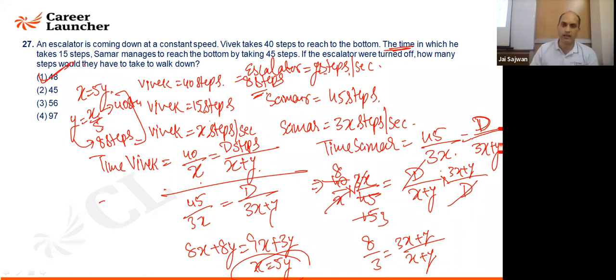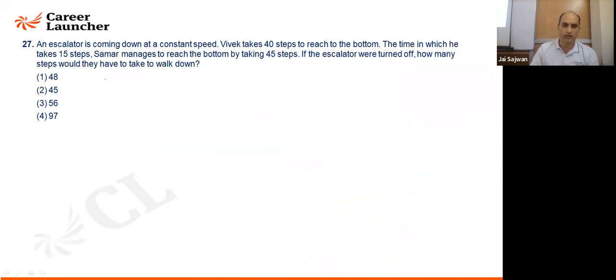Do you understand this? Here I am explaining. That's why you are finding it to be the faster one. Let's see here. The time taken by Vivek. Vivek takes 40 steps at his own speed. When Vivek takes 15 steps, Samar manages to take 45 steps. So time taken by Samar is 45 upon 3x. Now, what is the time taken by Vivek?